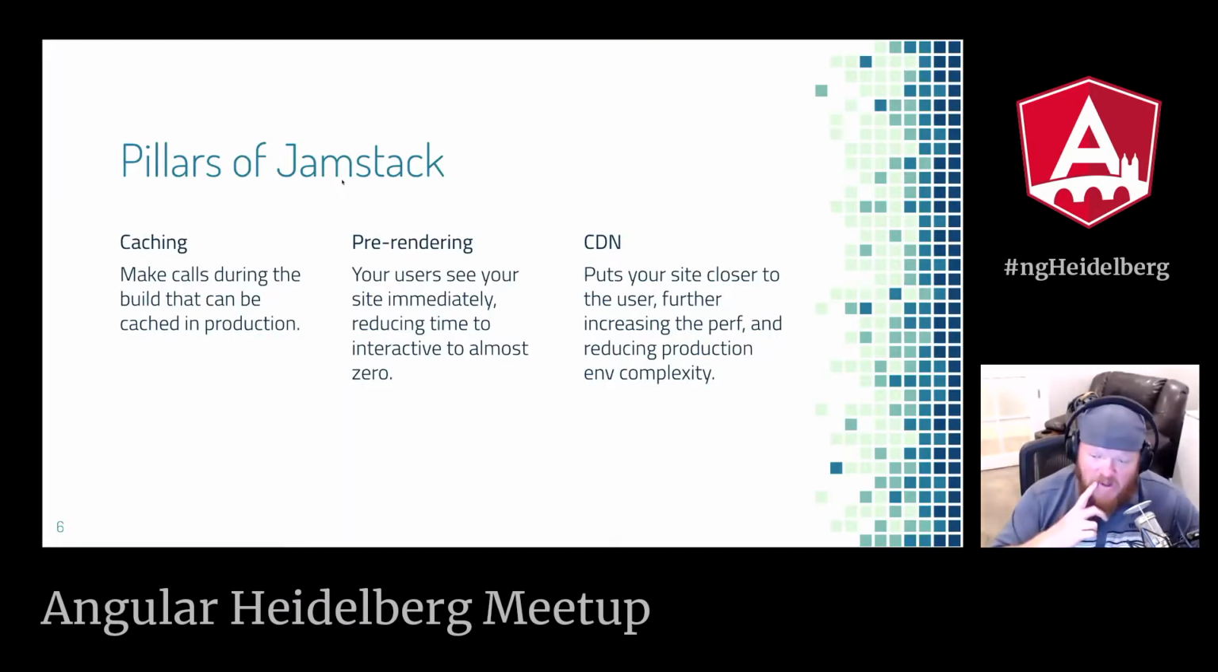So let me get into it. There are three big pillars of the Jamstack. The first one is caching. Your app makes a bunch of calls to the backend. Can you cache those? If you could cache some of the data from your backend and serve it from your CDN, how much would the load go down on your server? I'm going to talk about this in a second.